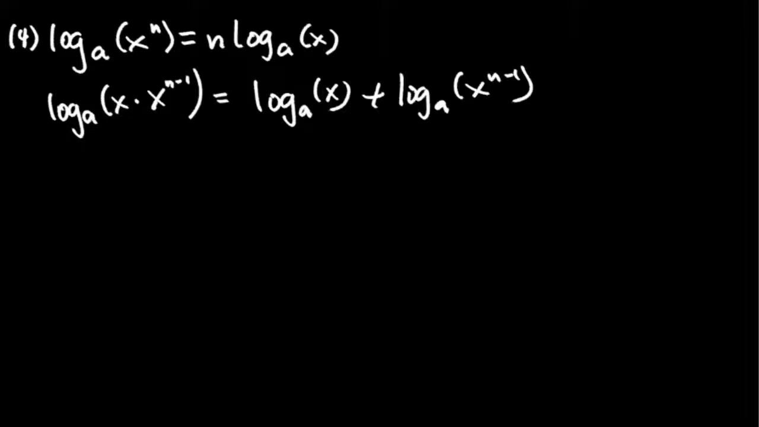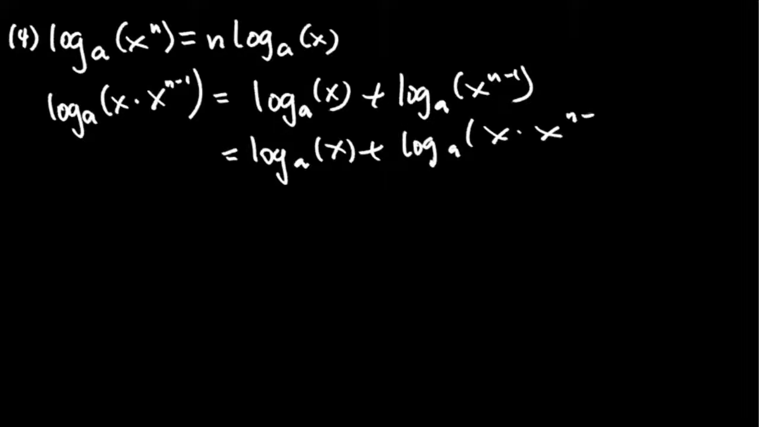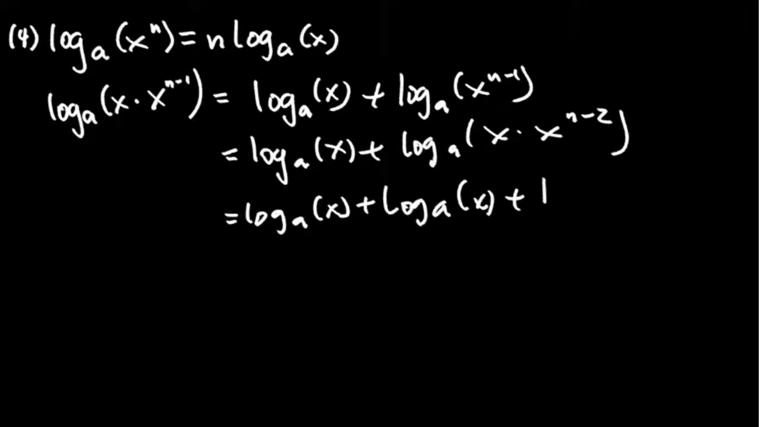Alright, cool. So how about this then? Let's do the exact same thing. x times x to the n minus 2 this time. And then the logarithm can, again, split into 2. And then this can go on basically forever until, well, not forever, but until the n and the exponent of that thing just runs out.